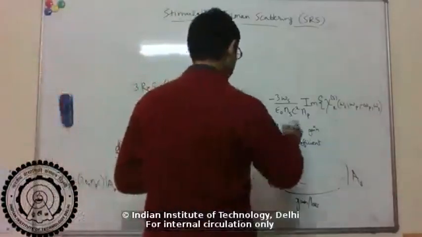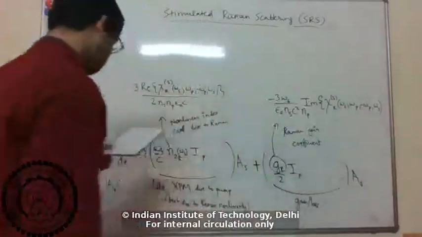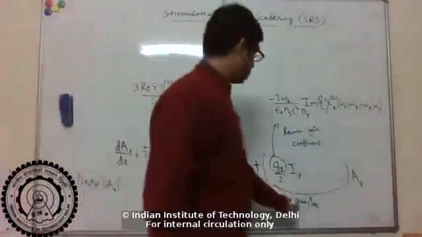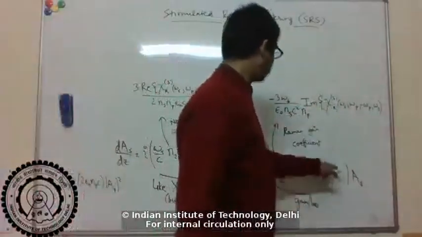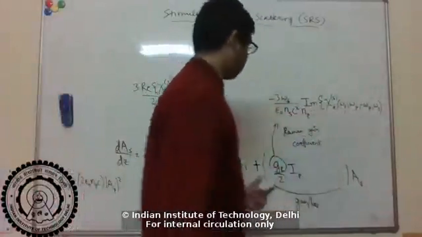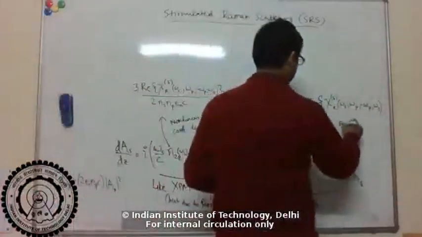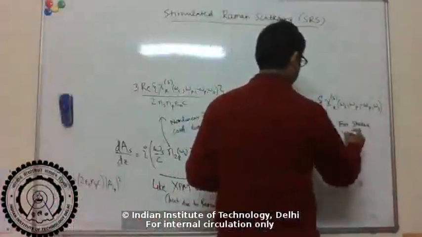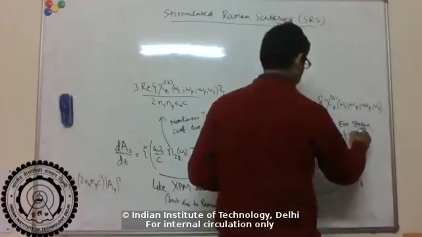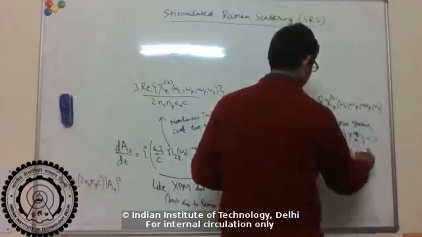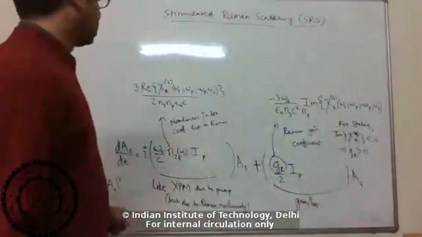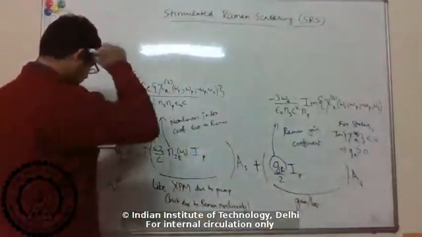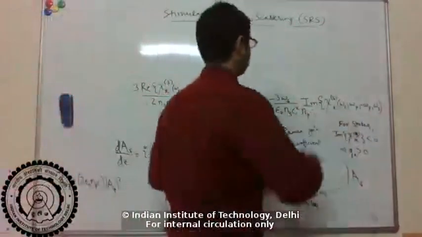Okay, so basically, if you go back and look at the expression for this Raman susceptibility, so for the Stokes, this imaginary part is negative, right? So this gain coefficient is positive, which means you get amplification, right? The Stokes wave grows as it propagates. Whereas for anti-Stokes, this is positive.